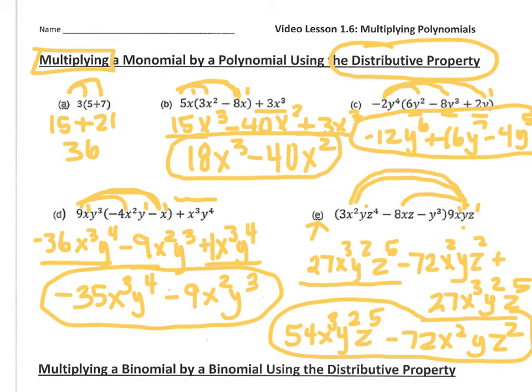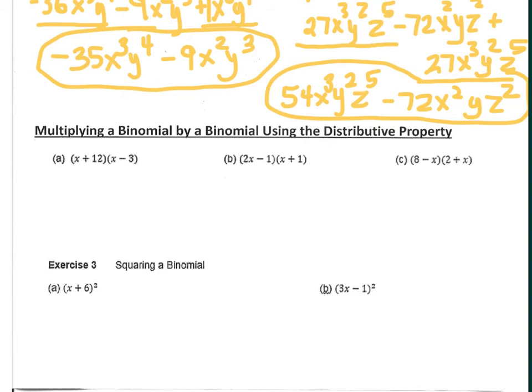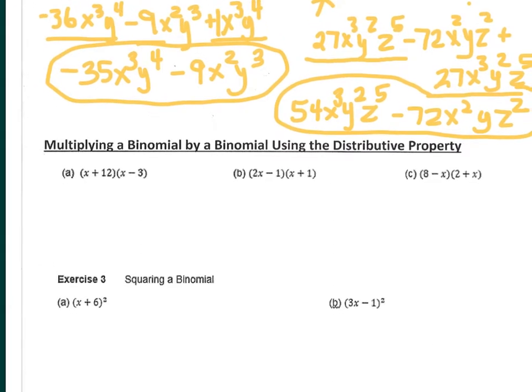So that was multiplying a monomial by a polynomial. The other thing we need to practice today is how to multiply two binomials. Remember, a binomial is an expression with two terms in it. We're still going to use the distributive property, but some teachers like to call this the double distributing.